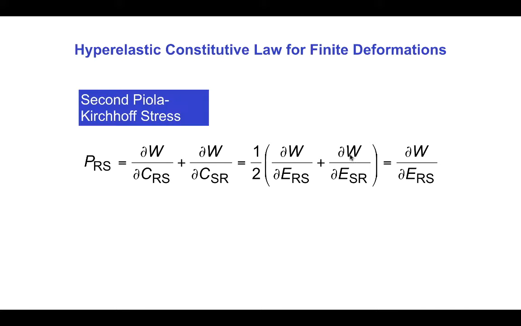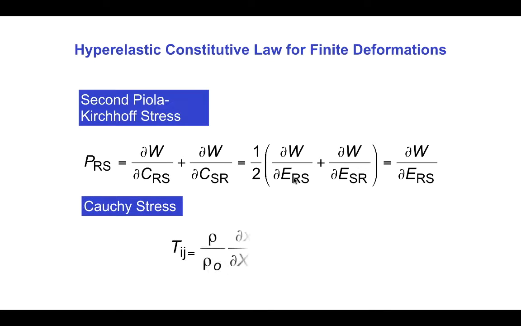For example, a partial derivative of W with respect to E12 means holding E21 constant and vice versa, so that when we write W, we should have equal terms for E12 and E21 so that the resulting stress is symmetric. Then, since the second Piola-Kirchhoff stress is not as physically useful as the Cauchy stress T, having computed the second Piola-Kirchhoff stress from ∂W/∂ERS, we then convert it back to the Cauchy stress using the formula on the previous slide, which in index notation is det F inverse, or rho over rho naught, times ∂xi/∂Xr, ∂xj/∂Xs. So you can see that these transformations are transforming the components of the Piola-Kirchhoff stress in undeformed coordinates to Cauchy stress components referred to deformed coordinates.